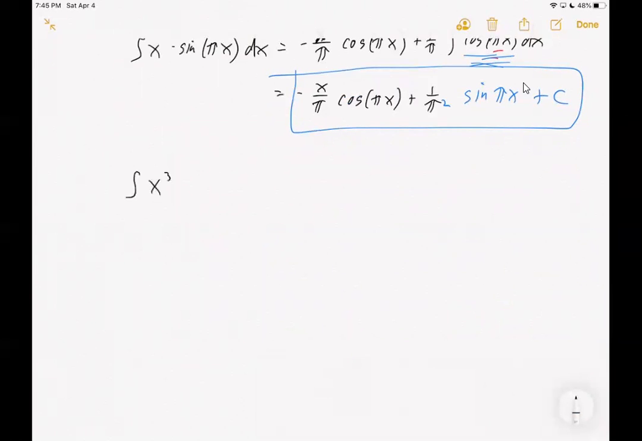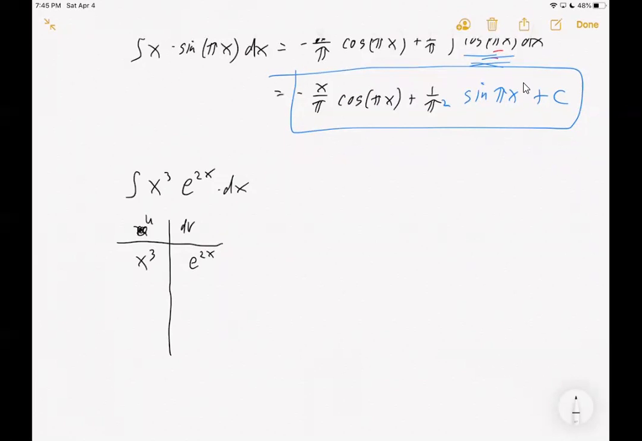Let's do x cubed e to the 2x with respect to x. Now notice this is a third power of x, so we're probably going to want to set up a table because we're going to have iterations. In fact, even if you have 2 iterations, it's probably best. Whoops, I'm sorry. This should be u and this should be dv. So x cubed is the first value of u, e to the 2x is the first value of dv.